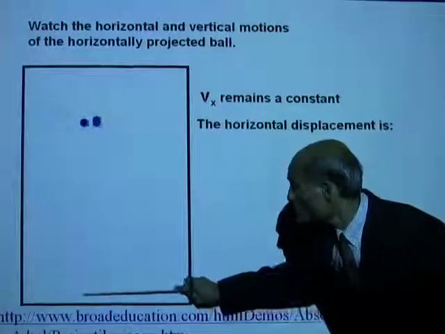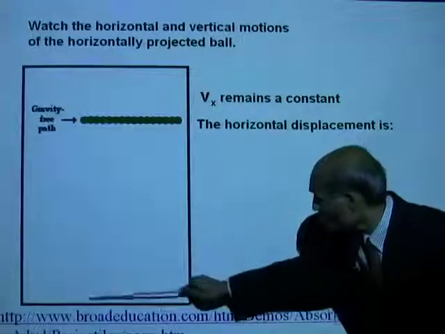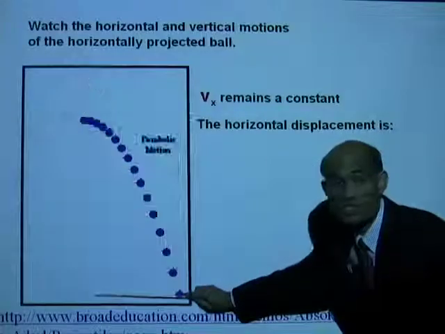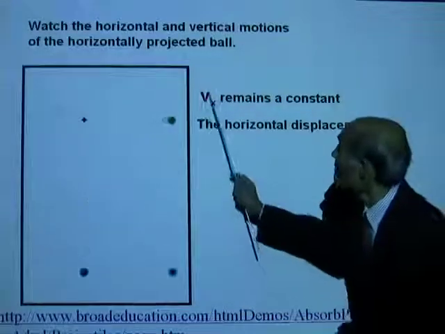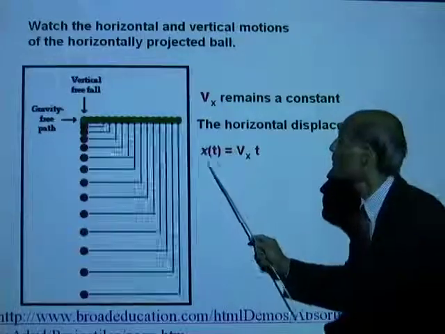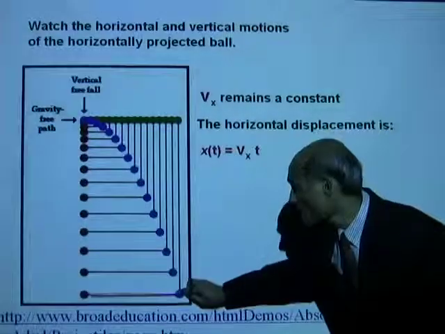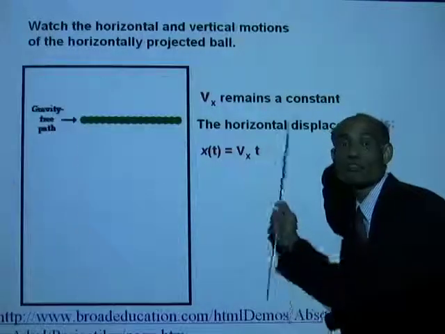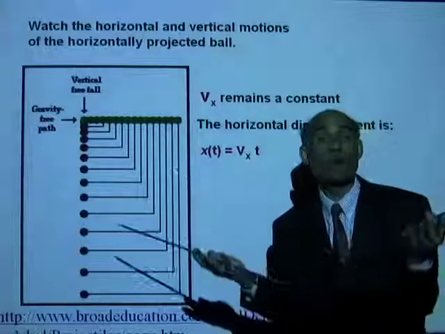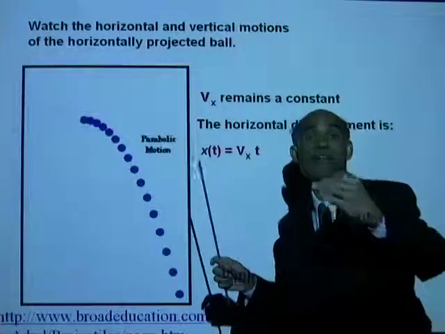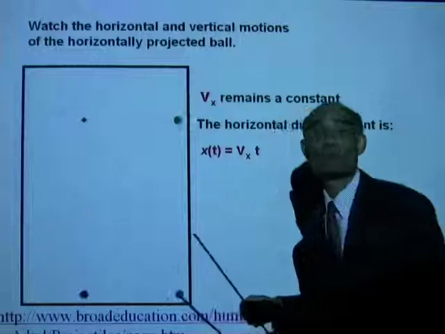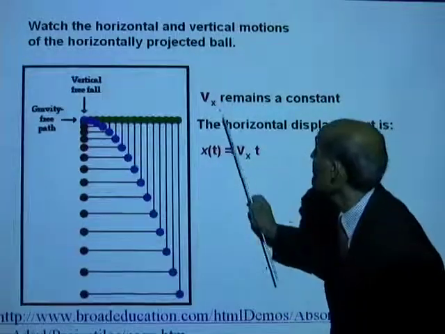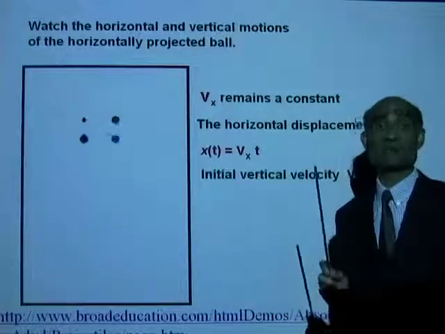What is the horizontal distance at which the ball is going to fall? You see, this distance is traveled by a velocity Vx. Therefore, the horizontal displacement x of the ball is that uniform velocity Vx multiplied by time. There is no acceleration, so 1/2 at squared is 0. The horizontal displacement of the ball is Vx multiplied by t.